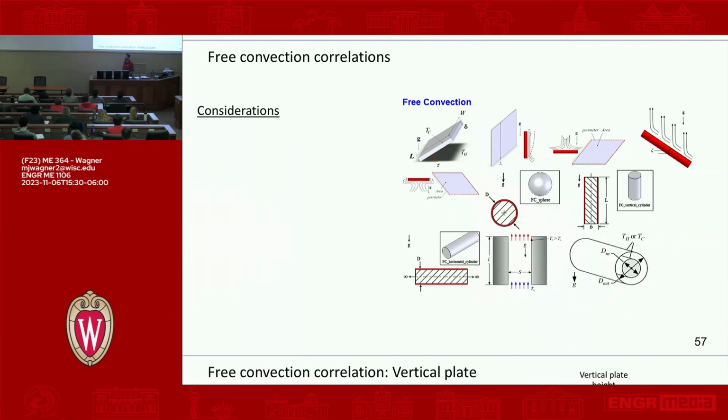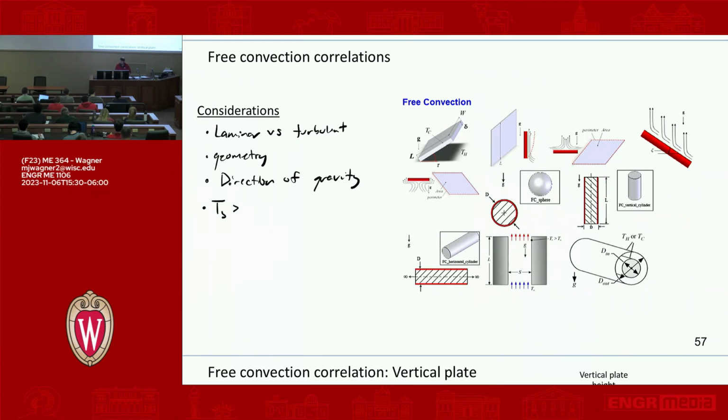There's maybe some classification considerations that we want to go through. So let me just write those down first. So again, you're going to maybe have laminar versus turbulent. Believe it or not, you could have turbulent natural convection. You have the geometry of the object. You have the direction of gravity. You have the consideration of whether Ts is greater than T infinity or whether Ts is less than T infinity.